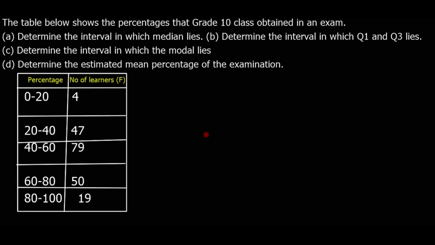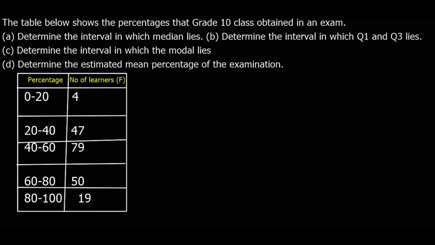And then this one here: the table below shows the percentages that grade 10 learners obtained in an exam. So on this side we have the percentages, and on this side we have the number of learners, which is the frequency. There were 4 learners who got 0 to 20%, and then 47 learners who got 20 to 40%. So you can see this one is also grouped data.